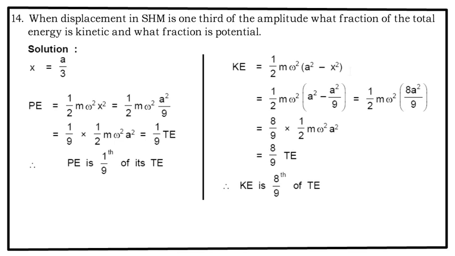Now kinetic energy KE is equal to half m omega square, a square minus x square. Put x is equal to what? A by 3. So we get half m omega square bracket a square minus a square by 9. So now when again you take 8/9 separate, what happens? You are left with half m omega square a square, which is the total energy. So kinetic energy is 8/9 times of total energy.